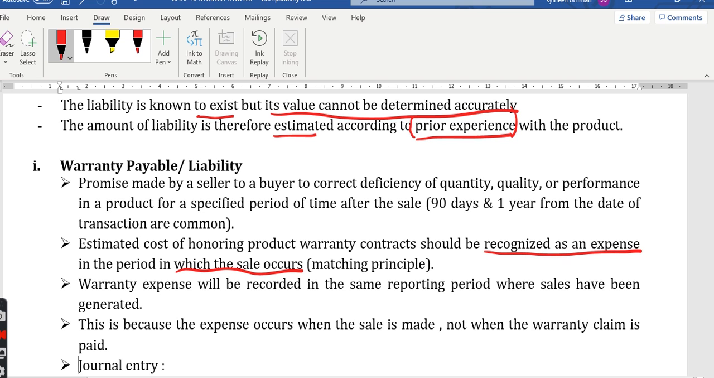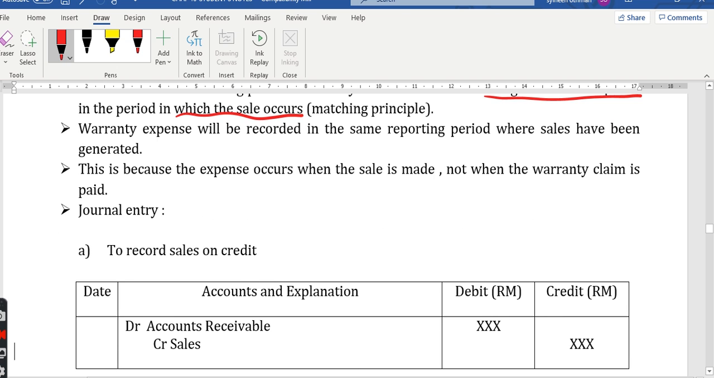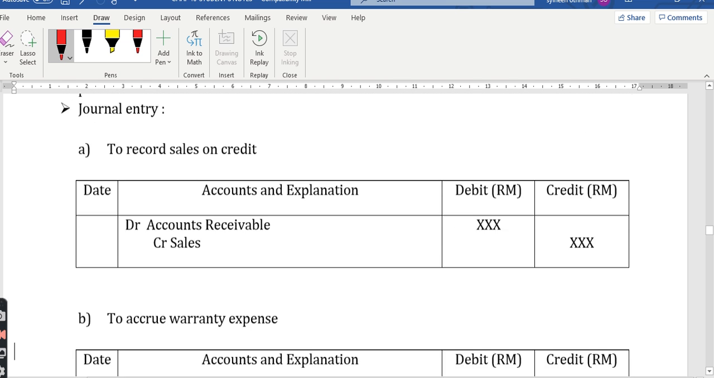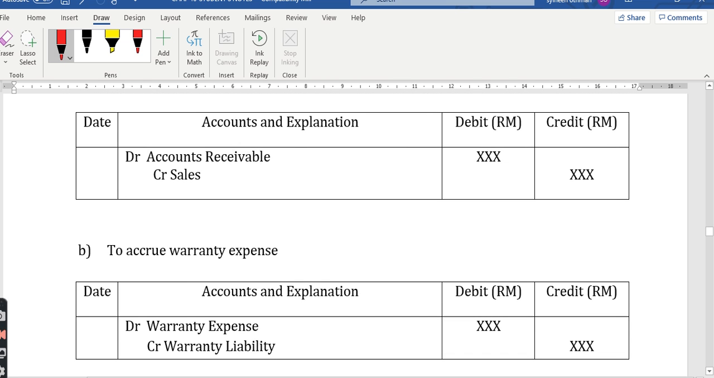So when the warranty claim is paid, how do we record it? First of all, before you record the warranty liability or the warranty expense, you need to record the sales on credit first. So as usual, when you get a question on this particular item, you need to record sales on credit. So we will debit accounts receivable and we will credit sales as usual. And then we need to accrue the warranty expense.